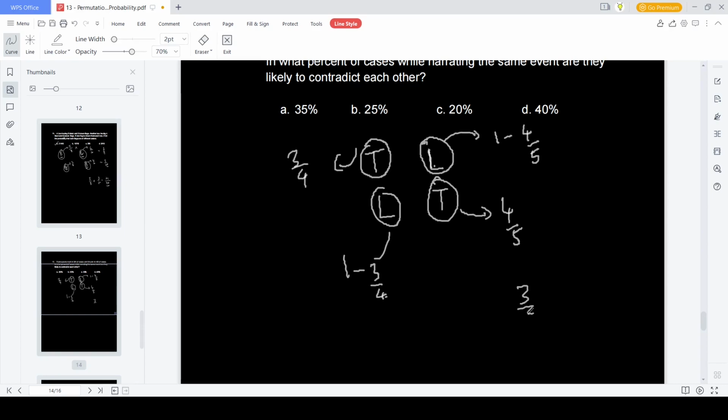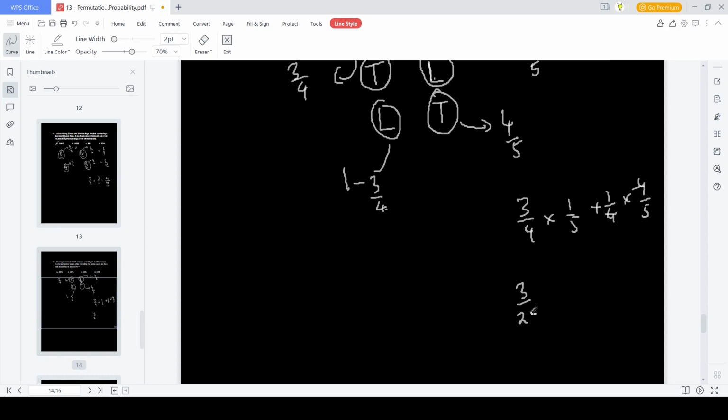So I have to multiply 3 by 4 into 1 by 5 plus 1 by 4 into 4 by 5. Okay, 4 and 4 cancels. So this comes as 3 by 20 plus 1 by 5. Okay, that is 4 by 20. So this comes as 7 by 20.